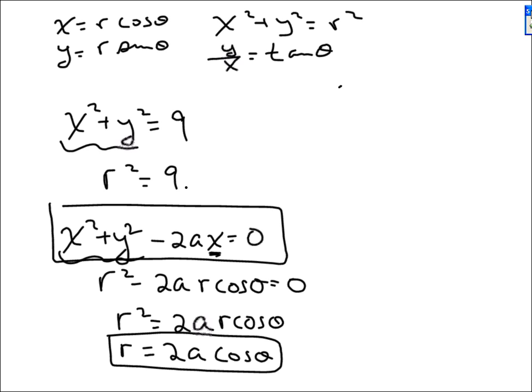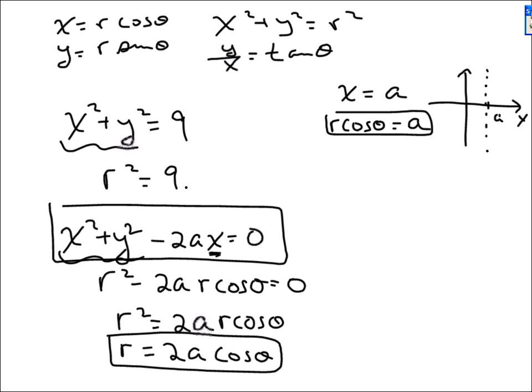If you had a nice equation like x is equal to a, well, x is r cosine theta. Here it is. Now, x equals a, if you think about it, that's a vertical line right here at a. Because all those points on that dotted line have one thing in common. The x value is a. So, I guess this is a vertical line.